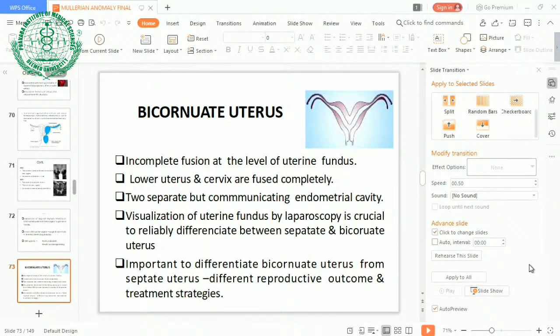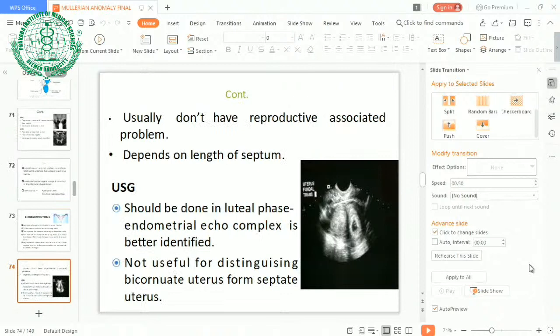Bicornuate uterus: incomplete fusion at the level of the uterine fundus. Lower uterus and cervix are fused completely. Two separate but communicating endometrial cavities. Visualization of the uterine fundus by laparoscopy is crucial to reliably differentiate between septate and bicornuate uterus. It is important to differentiate bicornuate uterus from septate uterus, as reproductive outcomes and treatment strategies are different.